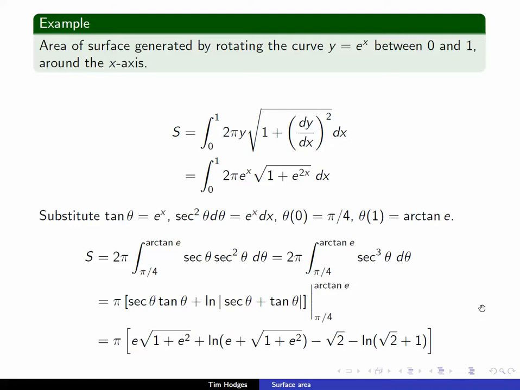So not a particularly simple or straightforward answer, but in this particular case, we can get a closed form answer for this. Obviously, as you can see, as our functions get more complicated, this calculation is going to get extremely difficult, if not impossible, to do in terms of elementary functions.